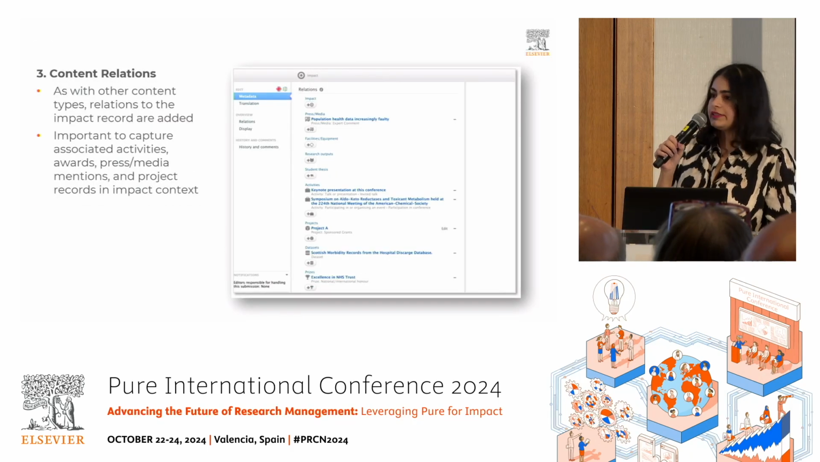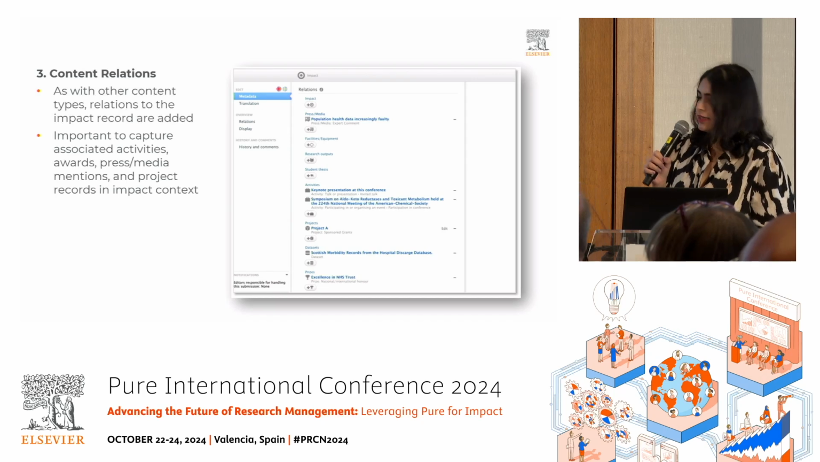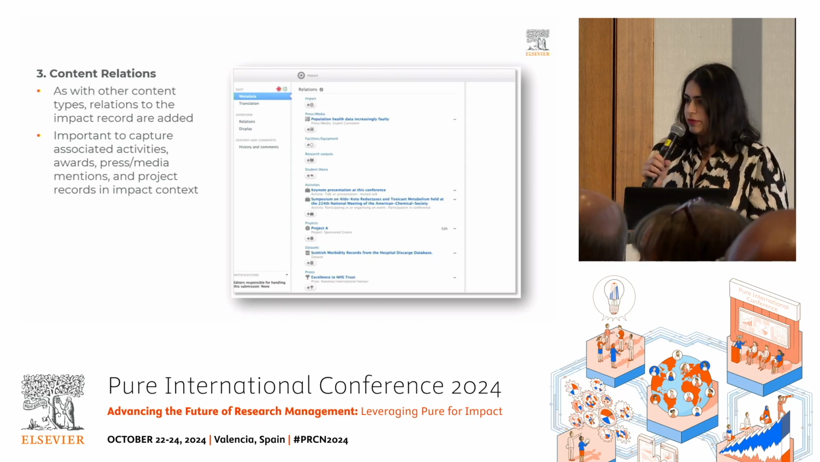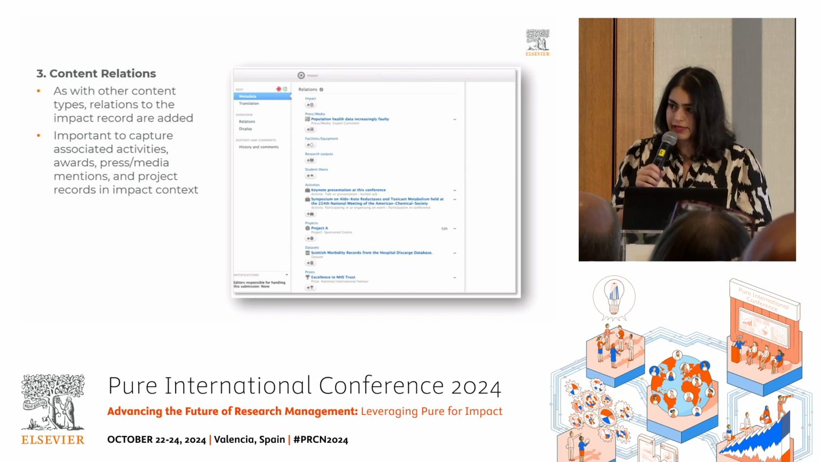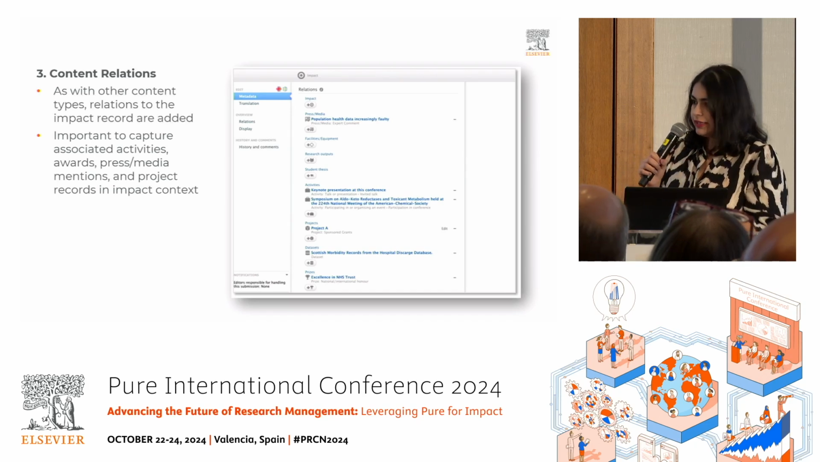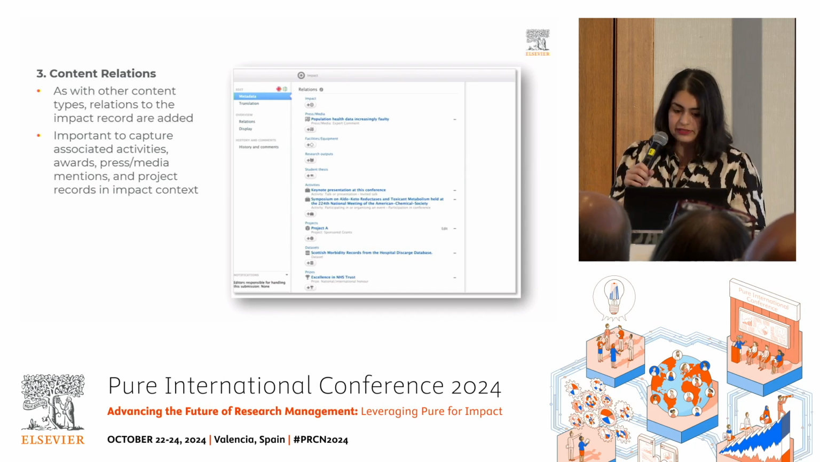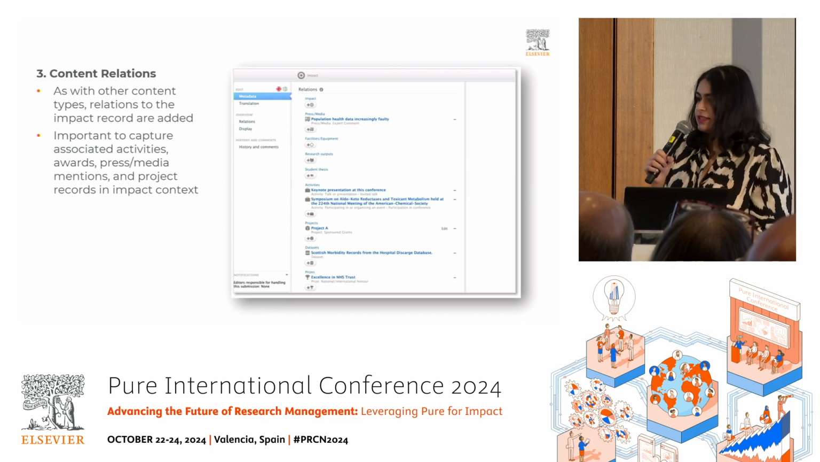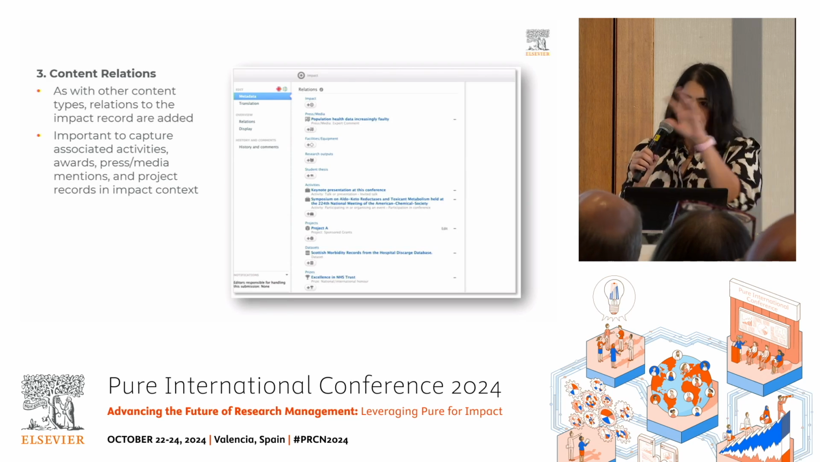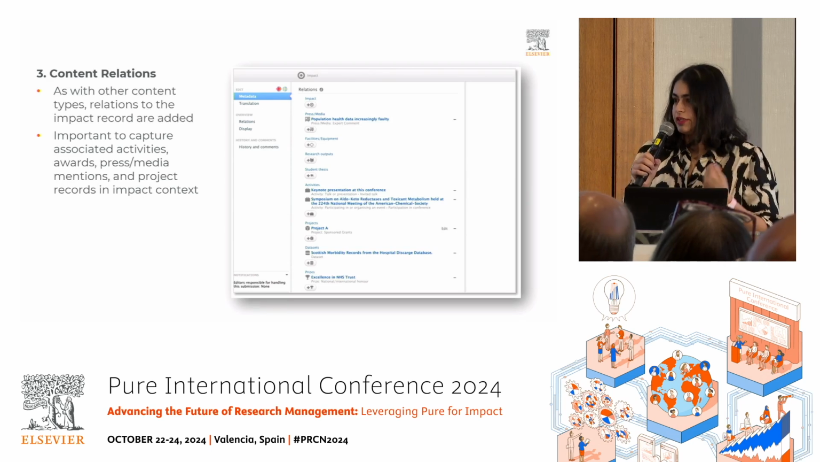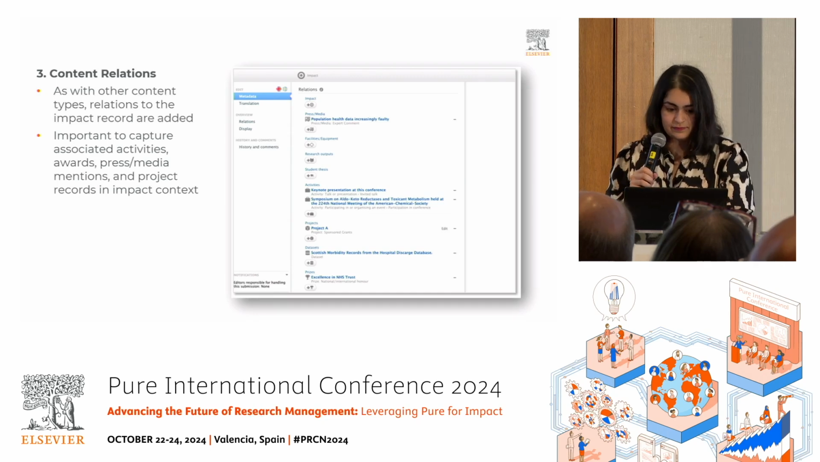So as I mentioned earlier, the power of Pure is really in its data model and creating those connections between different content types. So similarly with impacts, you can add other content types and relations. That could be press media, activities, projects, data sets, and so on and so forth. So that's how you create those webs of connections and really strengthen that evidence.